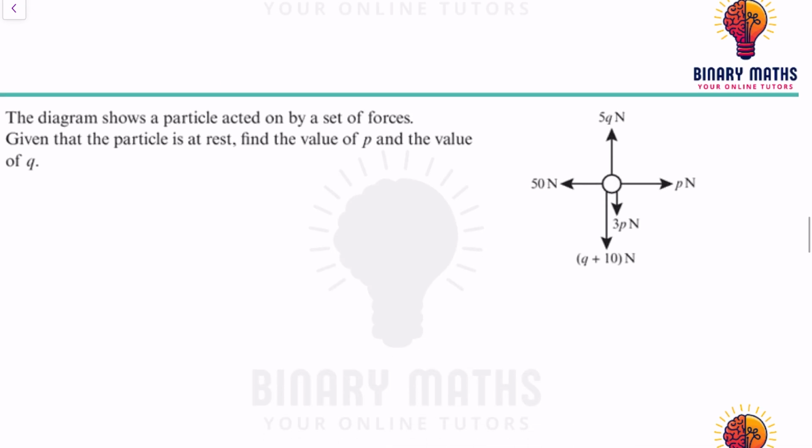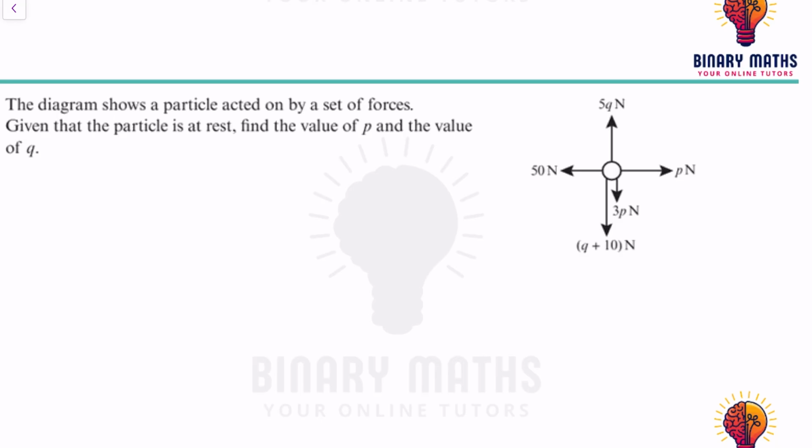Okay, so let's put this into practice. The diagram shows a particle acted on by a set of forces. Given that the particle is at rest, find the value of P and the value of Q. So acceleration is equal to 0 because the particle is at rest, which means resultant force is equal to 0. So that means horizontally, we know that 50 newtons is equal to P newtons, which implies P is equal to 50.